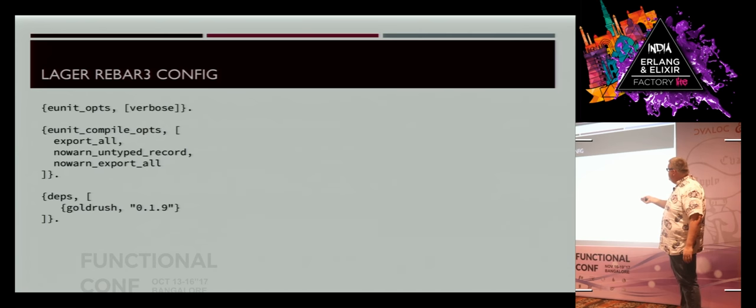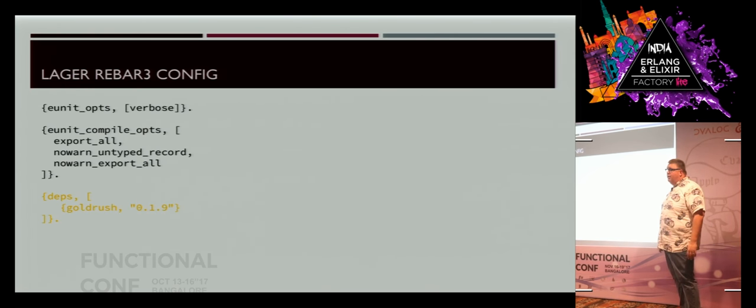These actually probably should be in their test profile, and I haven't done that yet, but you can see that it doesn't really matter because Rebar 3 is really tolerant. It just ignores stuff that it doesn't understand, and so does Rebar 2 for that matter. Down here is the dependencies. There's only one dependency for Logger. It's Goldrush, and it has this version specifier.